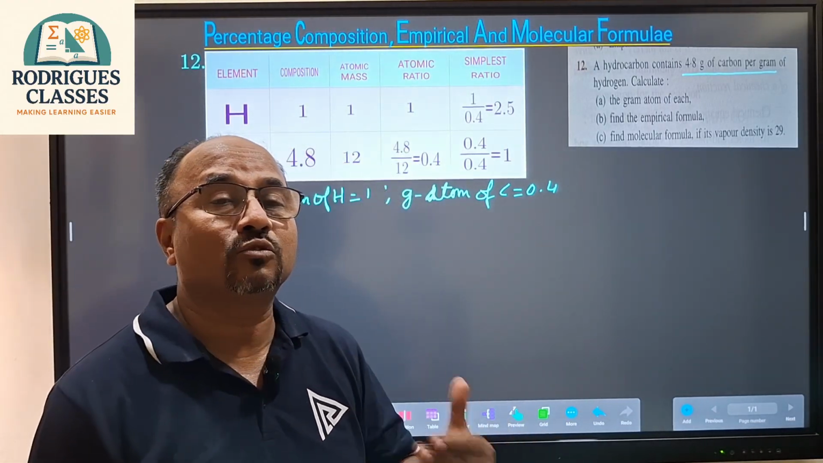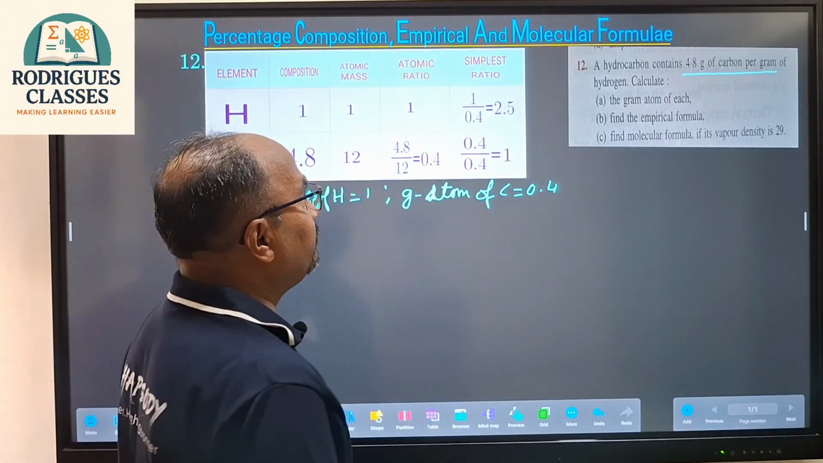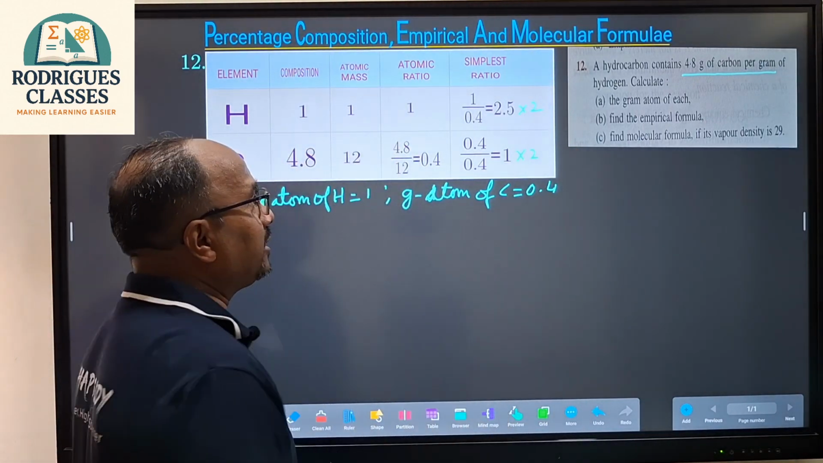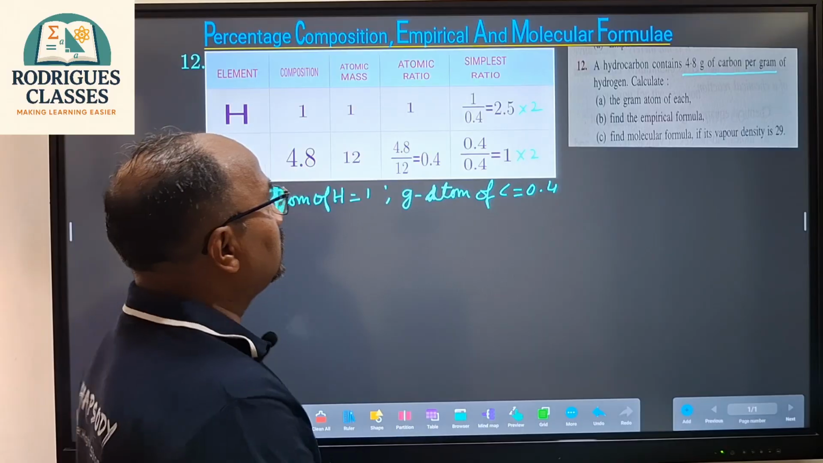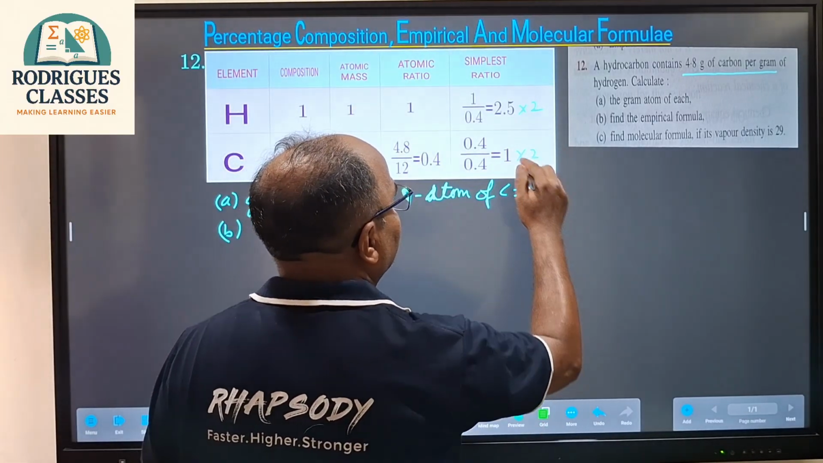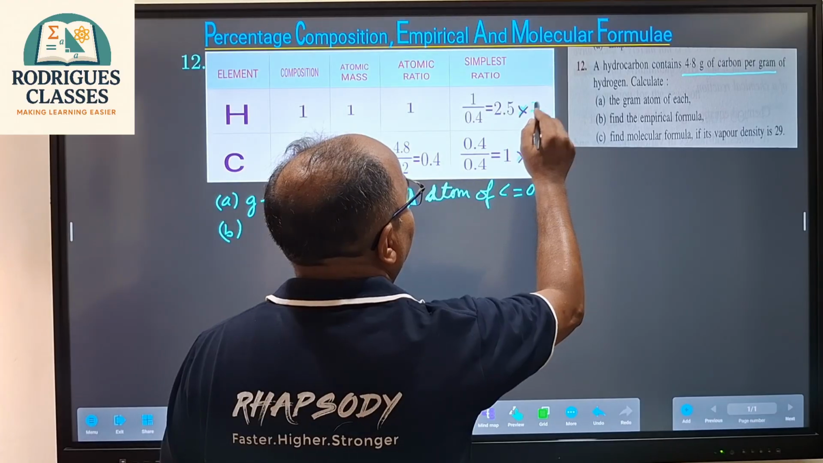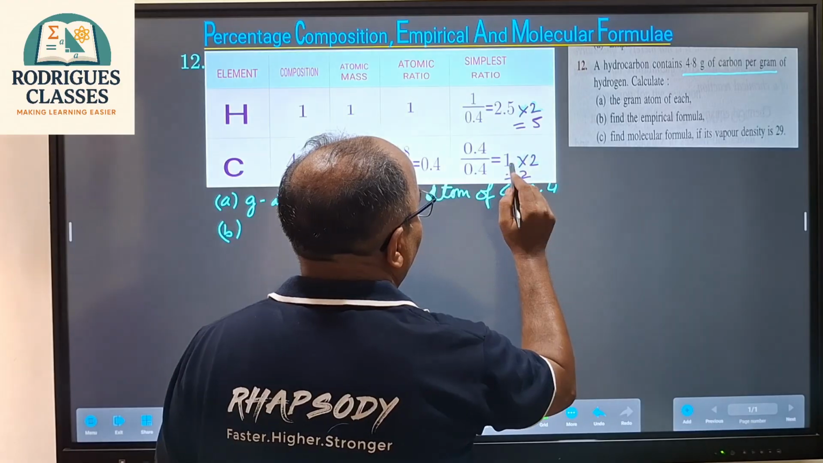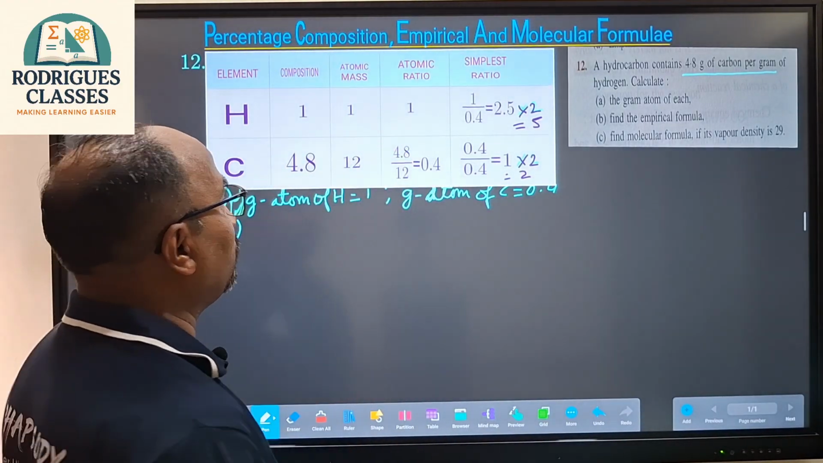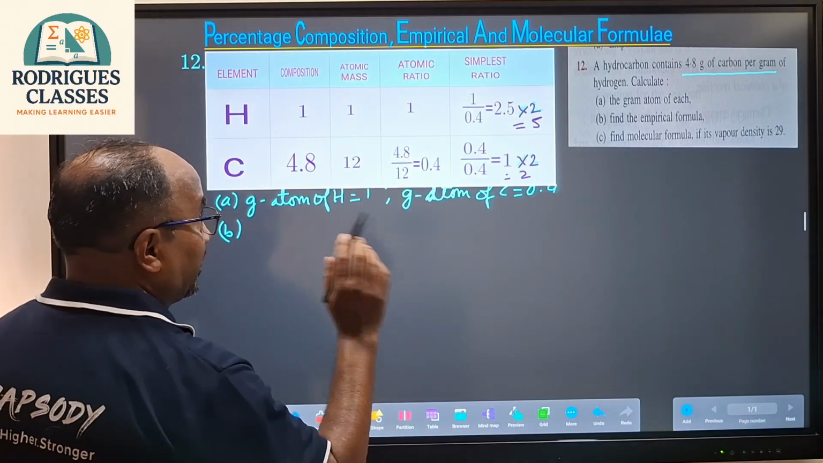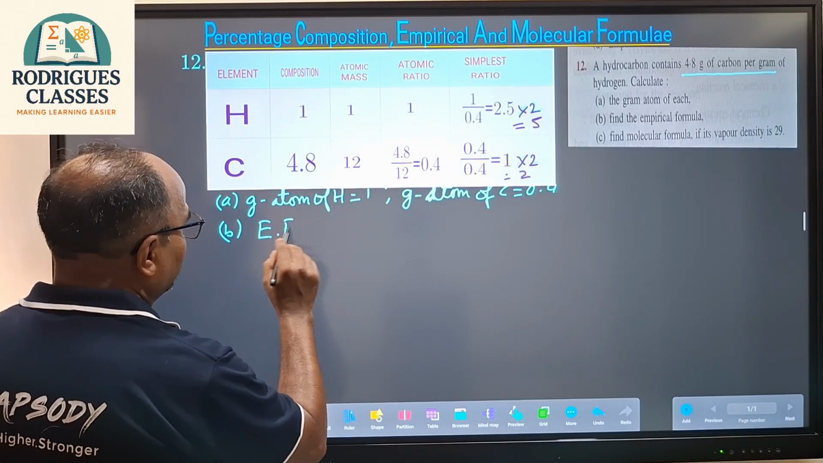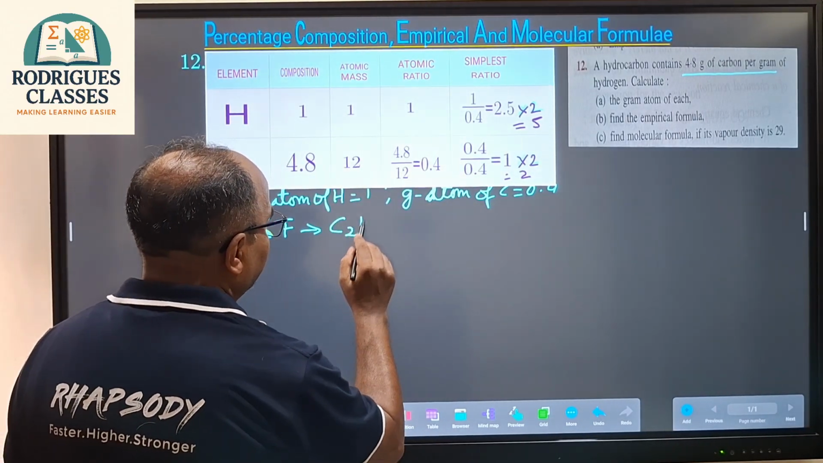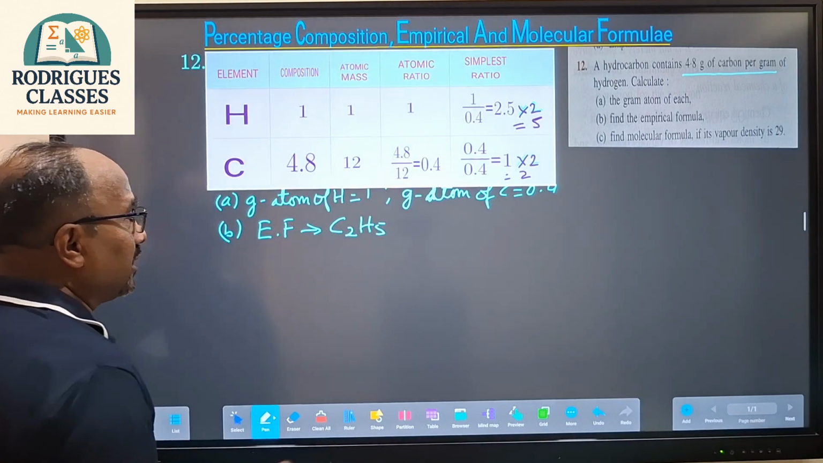So what we do to get the whole number is, we multiply by 2 here as well as here, so that it will become a whole number. So this multiplied by 2, this becomes 5 and this becomes 2. So now our empirical formula will be based on this one. So it will become C2H5. Okay, so this is our empirical formula.